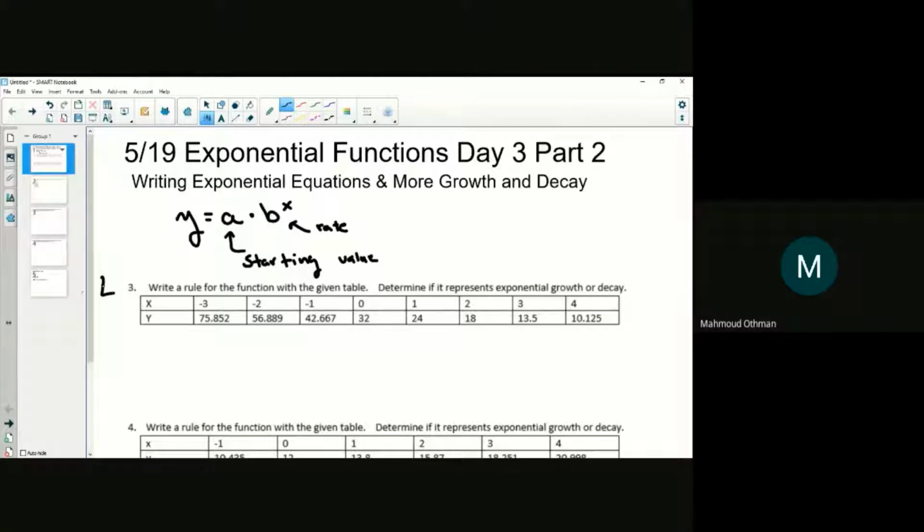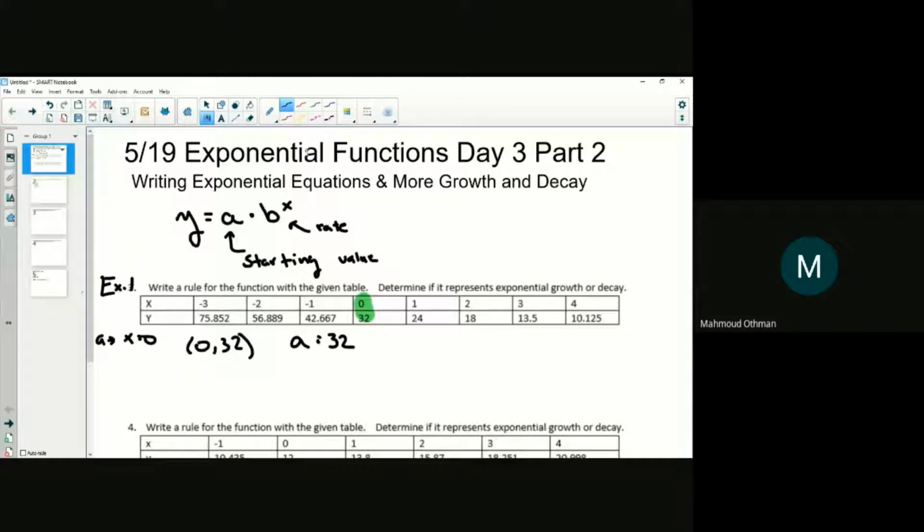Example 1, write a rule for the function with a given table. Determine if it represents exponential growth or decay. First thing we're going to do is look for our starting value. So A happens when x equals 0. So it would be 0, 32, which is our y-intercept or starting value. So therefore, our A equals 32.